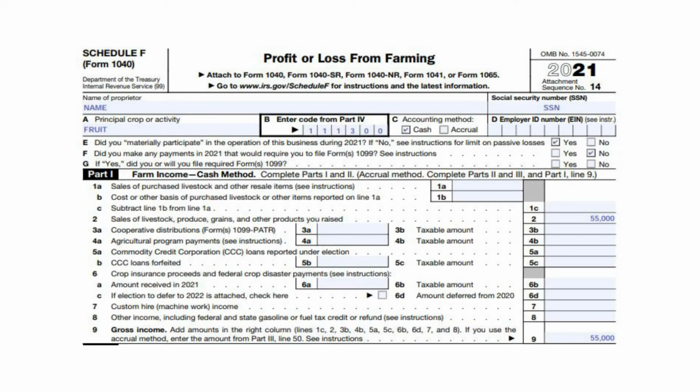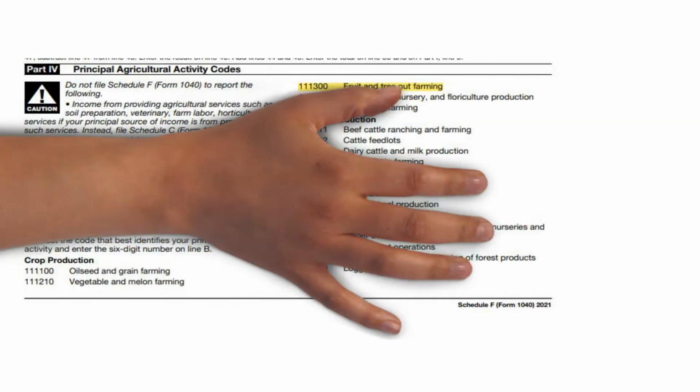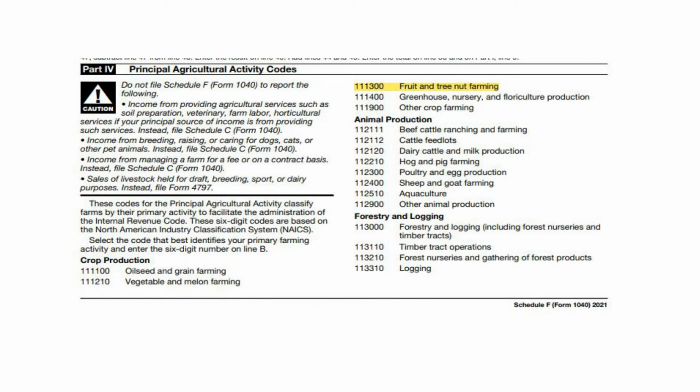income from farming. On Schedule F, at the top of the form, put your name and your Social Security number. In Box A, put your principal crop or activity. In this example, it is fruit. In Box B, put the code from Part 4. Since in this example you are farming fruit, the code will be 111300.